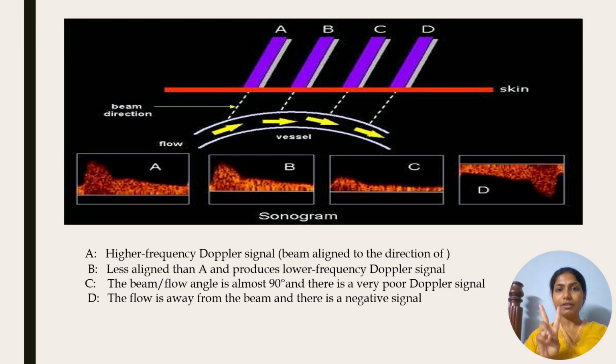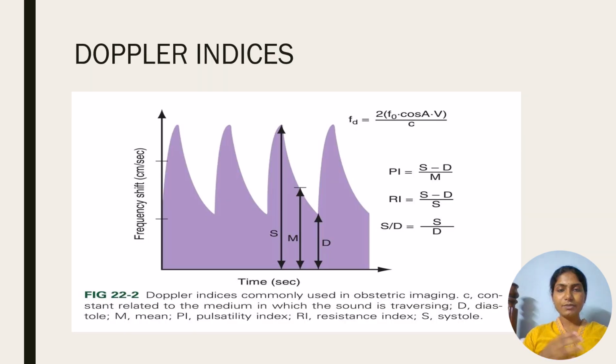So you have to remember two things. If the flow is towards the beam, then you will get a positive wave. If the flow is away from the beam, you will get a negative signal. So in our routine practice, we cannot depend upon the frequency shift because it's directly dependent on the cos theta. So we want to find something which is angle independent. So that's when the Doppler indices came into the picture.